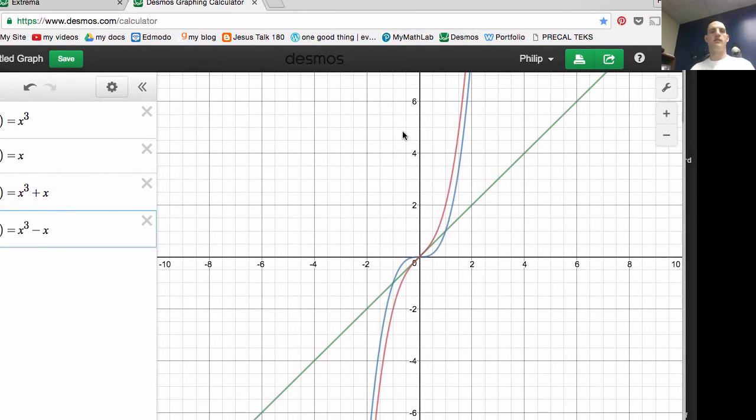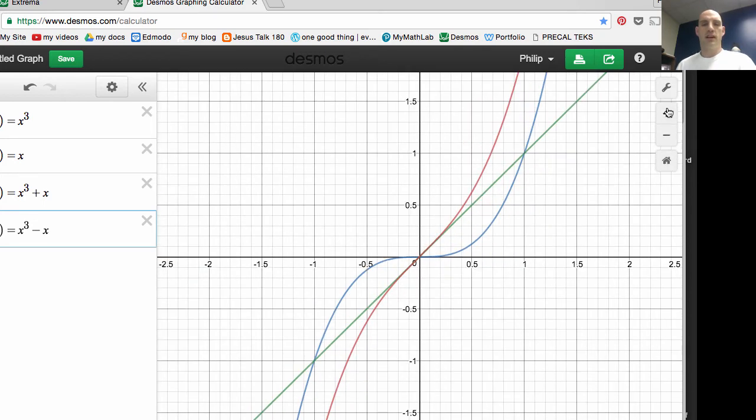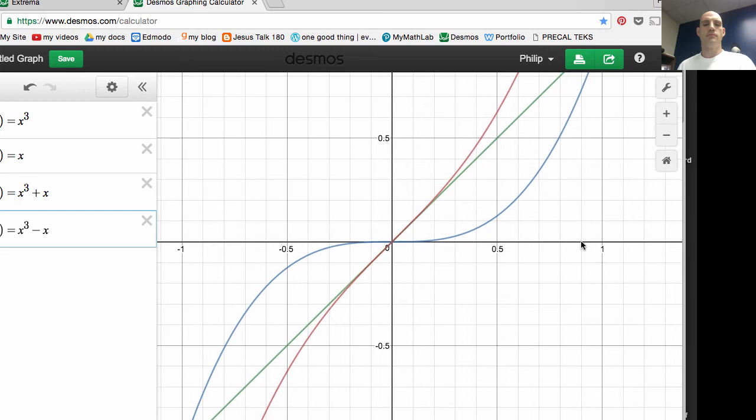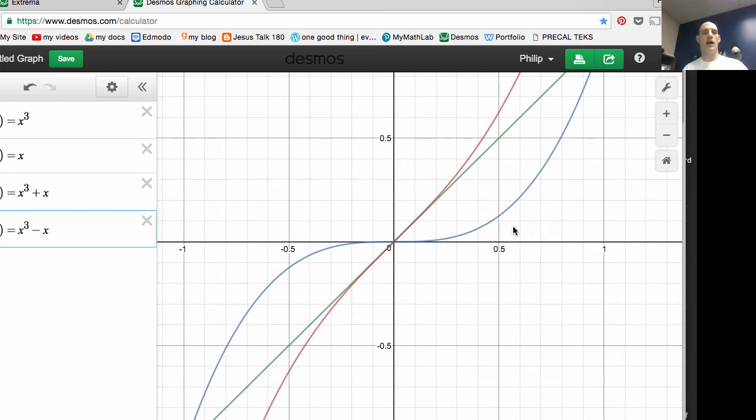Check out what happens. What does this red one look like? That's the question that we're answering. It's asking us to describe. Well, it kind of looks like the blue one. It looks more like the blue one than the green one for sure. When I zoom in, take a look at what happens. Which one does it look more like?